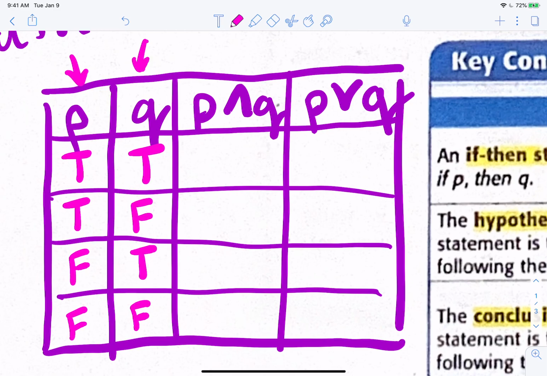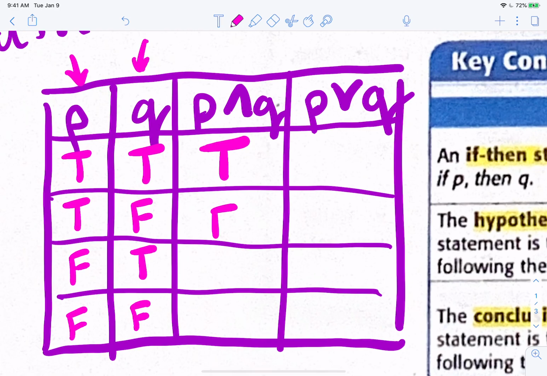Now we're going to fill out the 3rd and 4th column based upon this information. The 3rd column says P and Q. So if I'm looking at this, is P and Q both true? Yes, so I put True. For the next one, is P and Q both true? No, so I put False.